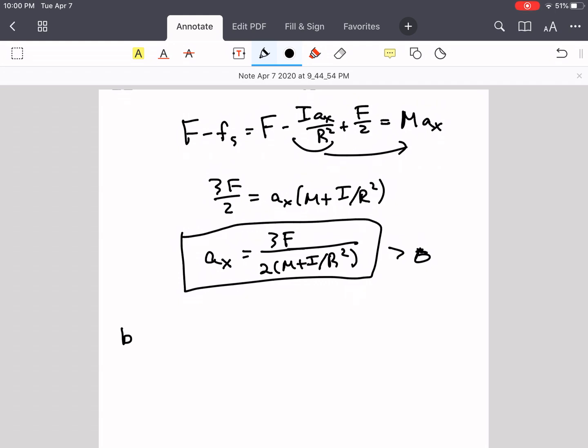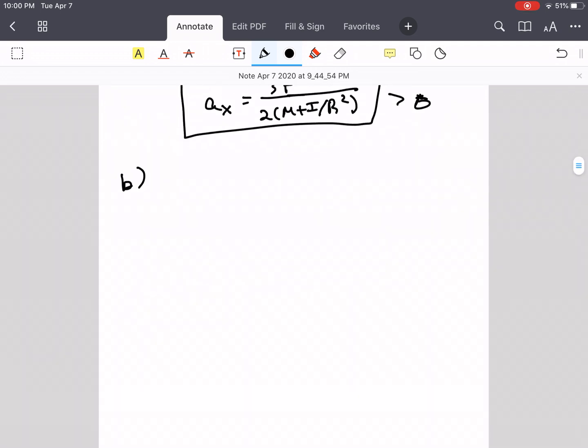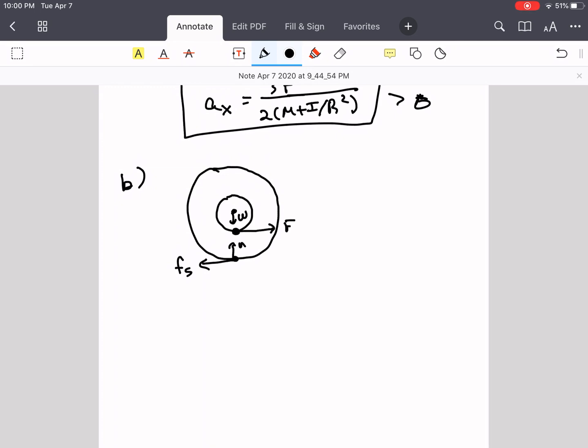So now let's talk about part B. Part B, I'm now going to pull at the bottom, and not all that much changes. So now if I draw out my free body diagram, it looks very, very similar. I still have gravity pointing down. I still have a normal force pointing up. I still have friction, which I'm going to guess points to the left, but again, we won't really know until we solve it. And now the only difference is that my capital F is acting down here at the bottom.